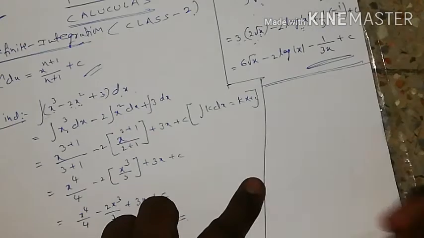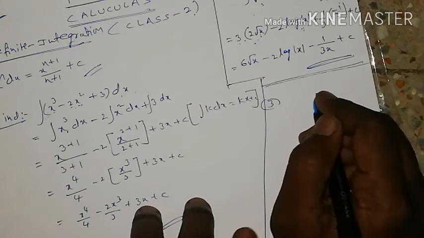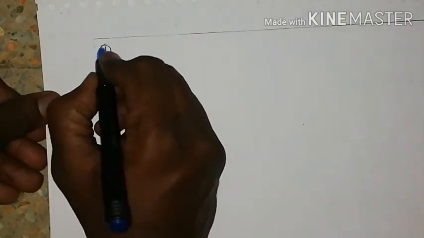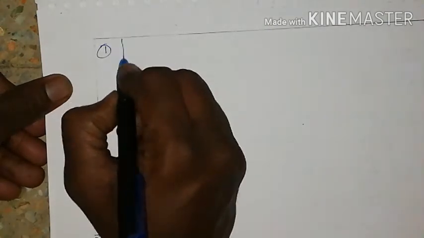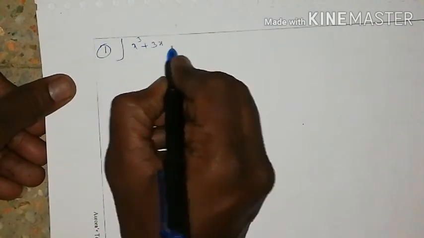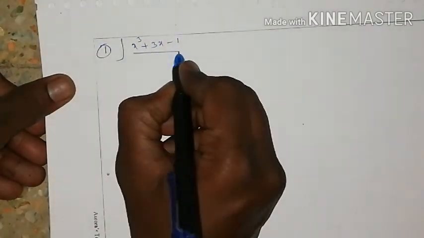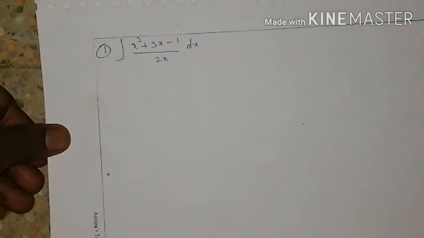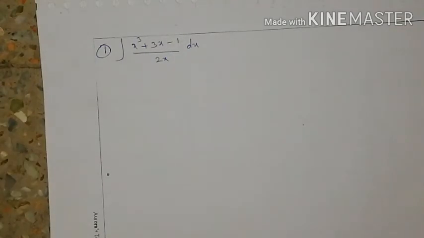This is one more problem. Let me do one more problem. I am doing a fresh page. See, this is very simple. These problems are all simplification problems only, the algebraic part only. Integration of x cube plus 3x minus 1 by 2x into dx.